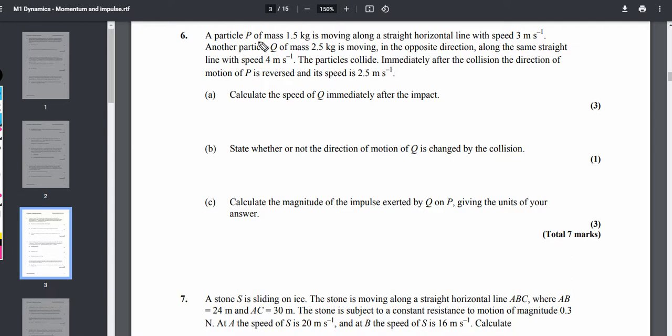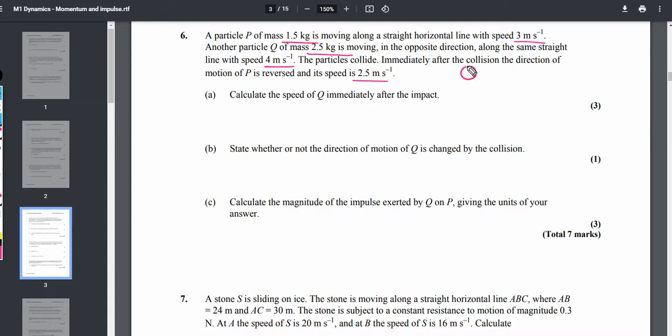Alright, let's see question number 6. It says a particle P of mass 1.5 kilogram is moving along a straight horizontal line with a speed of 3 meters per second. Another particle Q of mass 2.5 kilogram is moving in the opposite direction along the same straight line with a speed of this much. The particles collide. Immediately after the collision, the direction of P is reversed and its speed is 2.5 meters per second. Calculate the speed of Q immediately after the impact.